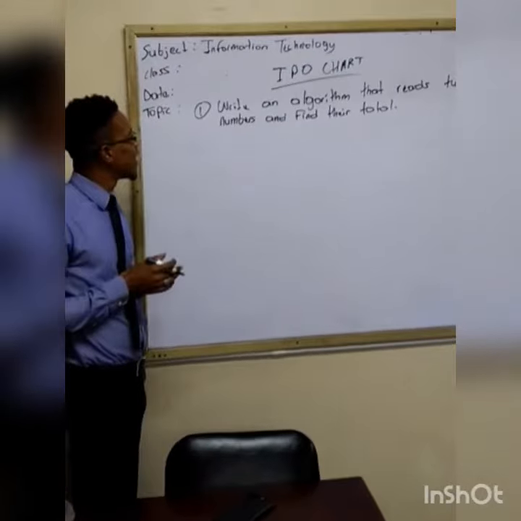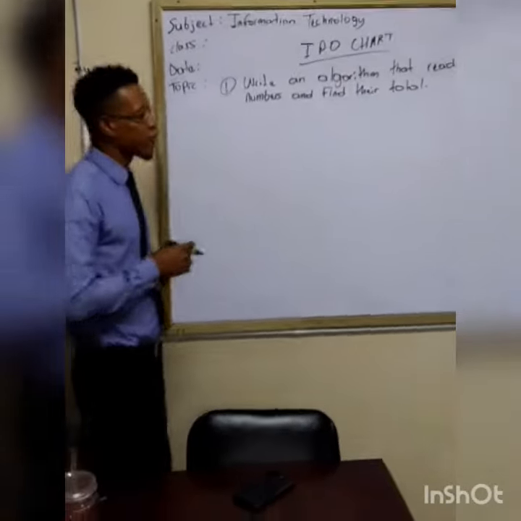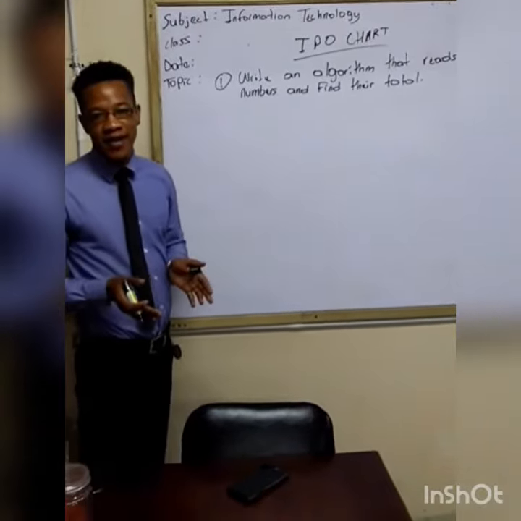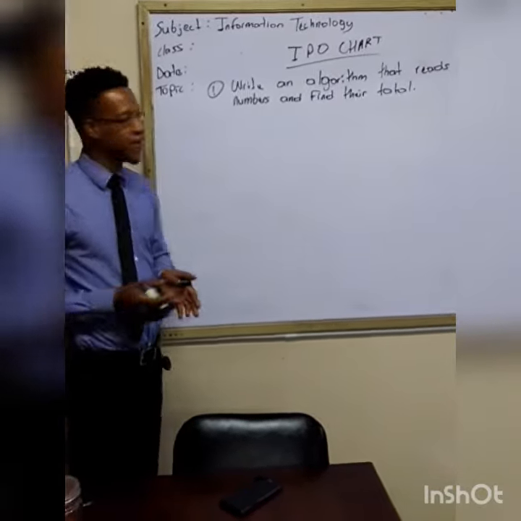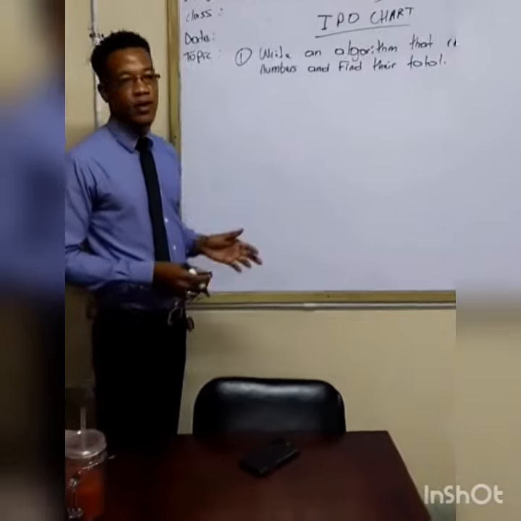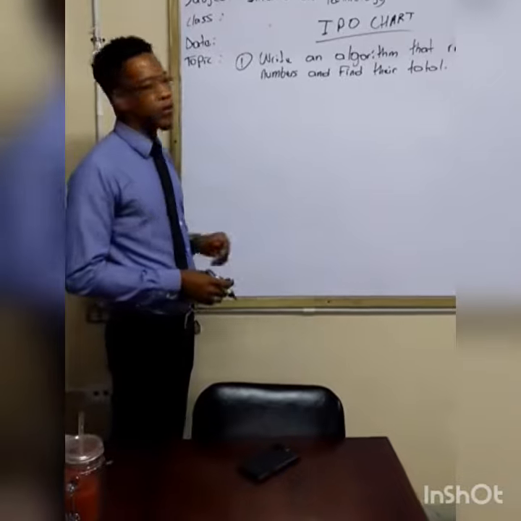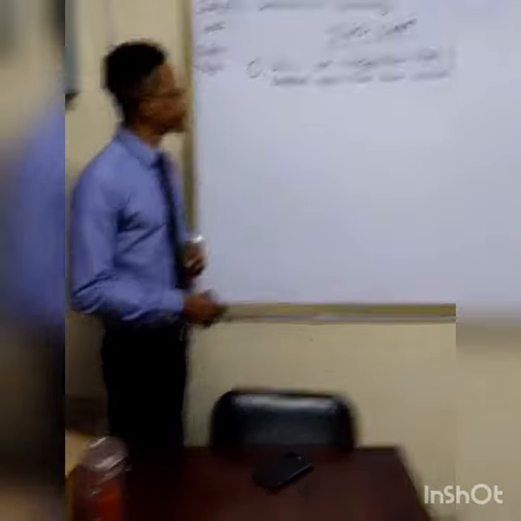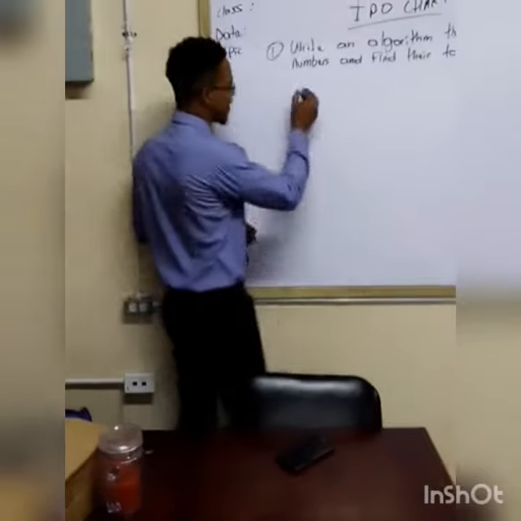In this lesson, we're looking at the IPO chart. This is for viewers or subscribers that have already done the IPO chart, so we know the basic knowledge of it: input, processing, and output. That's a representation of an IPO chart. To solve this problem, we're going to draw a table.